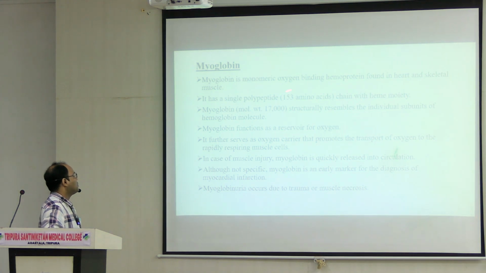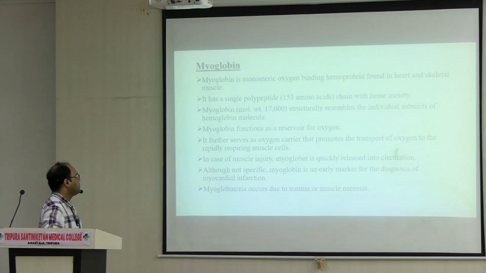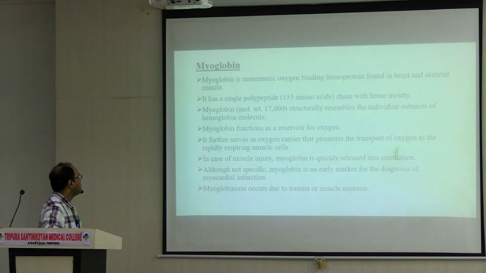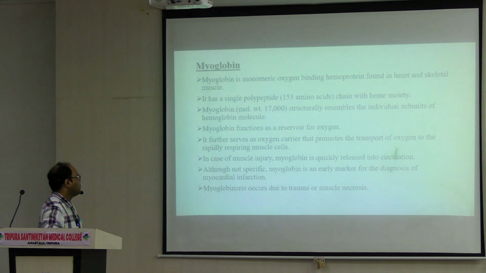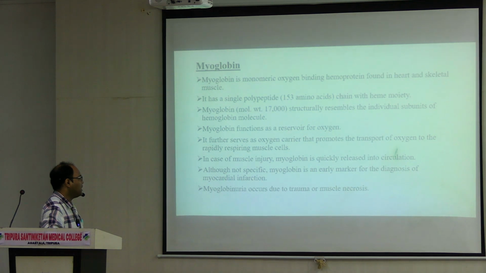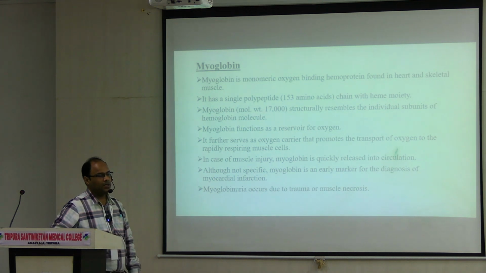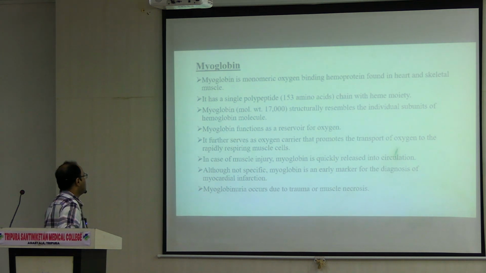This is a monomeric oxygen binding hemoprotein found in heart and skeletal muscle. It is a single polypeptide chain with a heme moiety, molecular weight 17,000, and structurally resembles a subunit of the hemoglobin molecule, and its function is to reserve oxygen. Okay, it further serves as an oxygen carrier that promotes the transport of oxygen to the rapidly respiring cells, muscle cells.